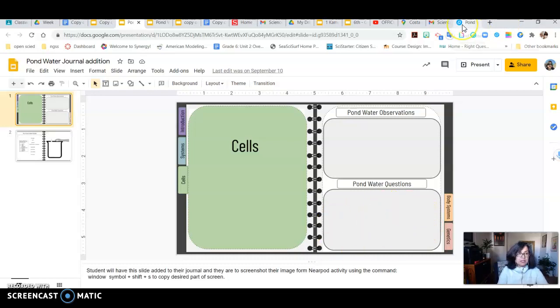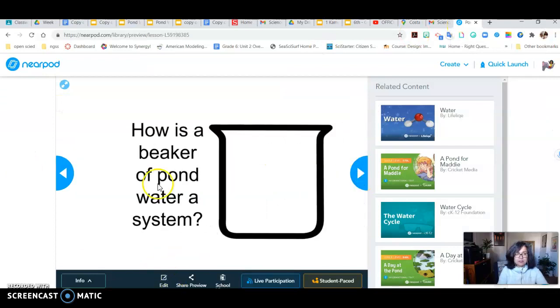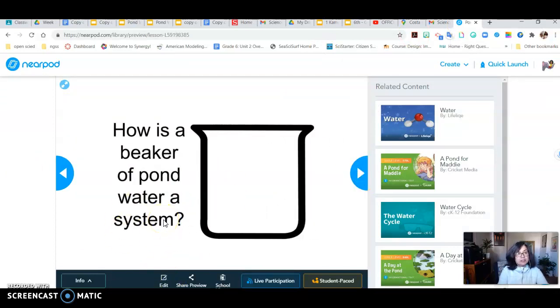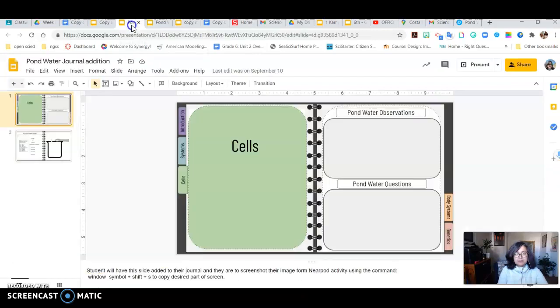So we will be doing a Nearpod together as a whole class, which is right over here, and we're going to start off with pond water. Then after we're done with Nearpod, you're going to go into your notebooks and write down your observations here and any questions you may have about pond water.